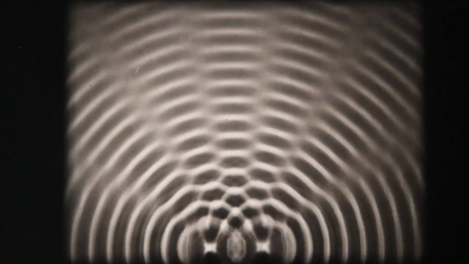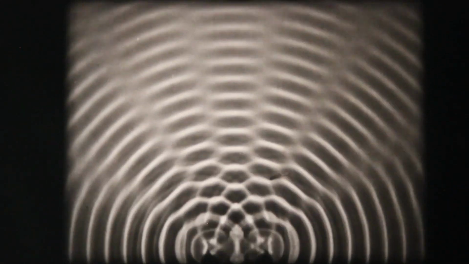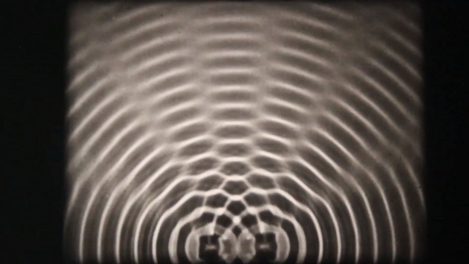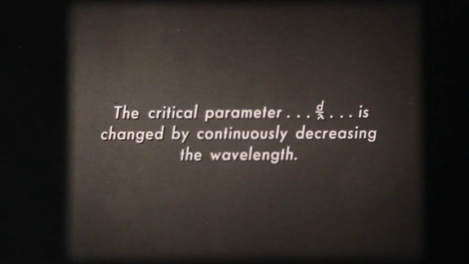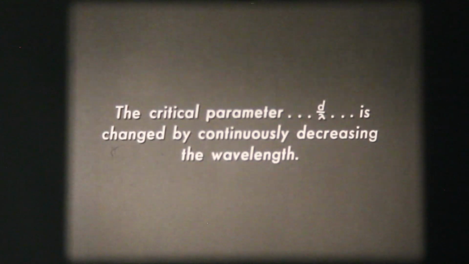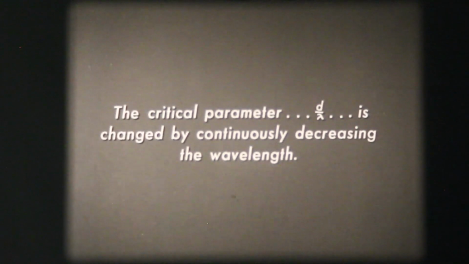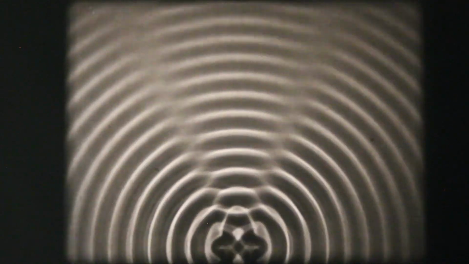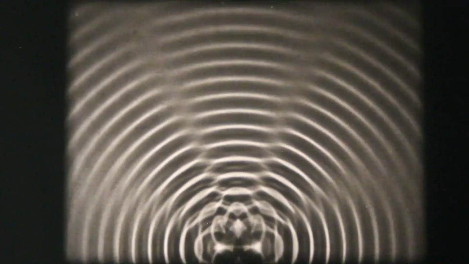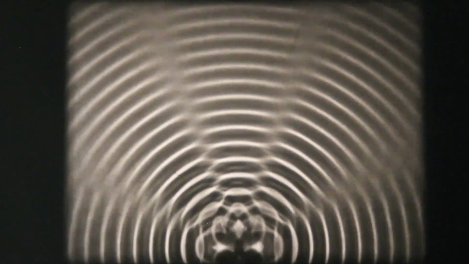The parameter important in determining the number and angular spread of the maxima is the ratio d over lambda, the distance between the sources measured in units of wavelength. Now, as we slowly increase the frequency, the wavelength decreases. The ratio d over lambda is becoming steadily larger.